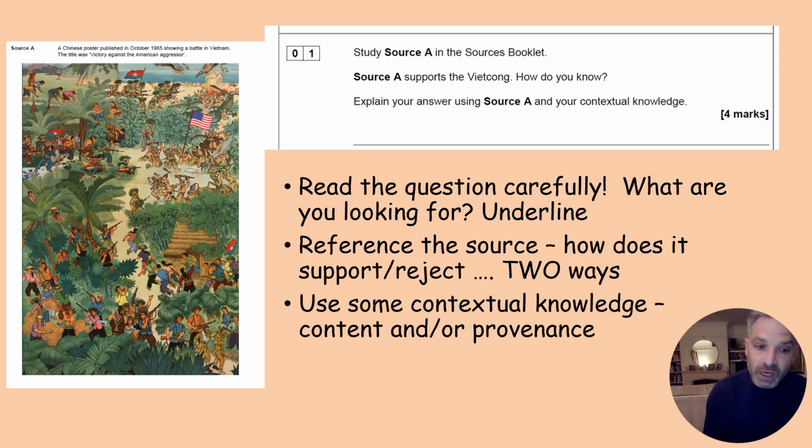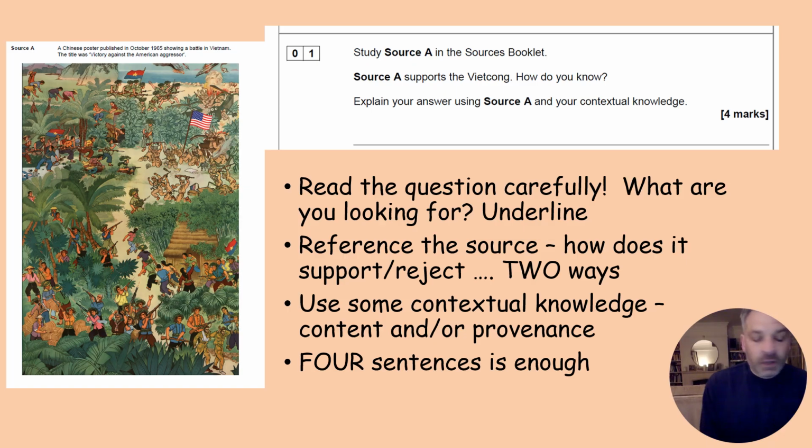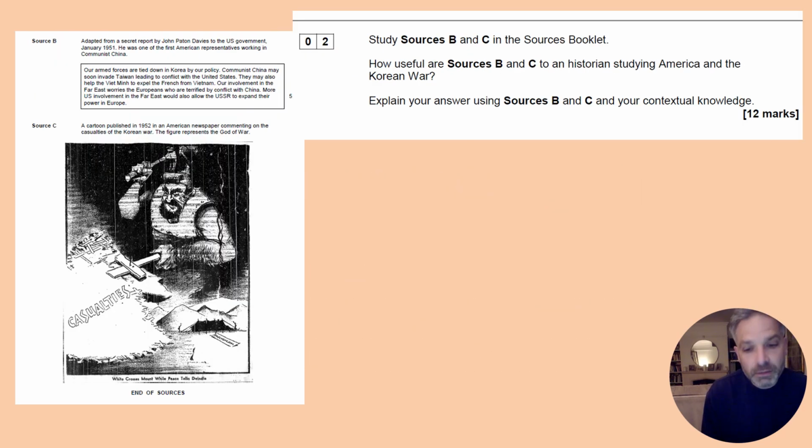Okay, don't write too much, but make sure you're precise in your knowledge. So that's Q1. So I've said 4 sentences. 4 good sentences could get you all the marks, as long as they're well written and they're well evidenced. Right. Okay, question 2. This is 12 marks, so this is going to take you longer.